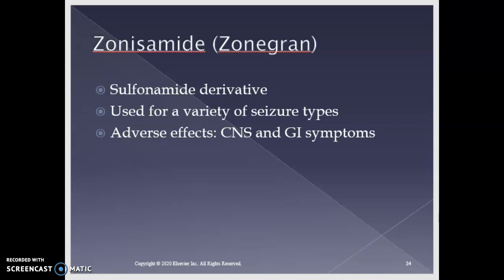Zonisamide or Zonegran. This is a sulfonamide derivative, so we would want to be sure that we don't have a patient that's allergic to sulfa medications. It's considered a broad spectrum medication, typically used for partial seizures, but can be used for a variety of seizures. It does have adverse effects that are CNS related and GI symptoms.